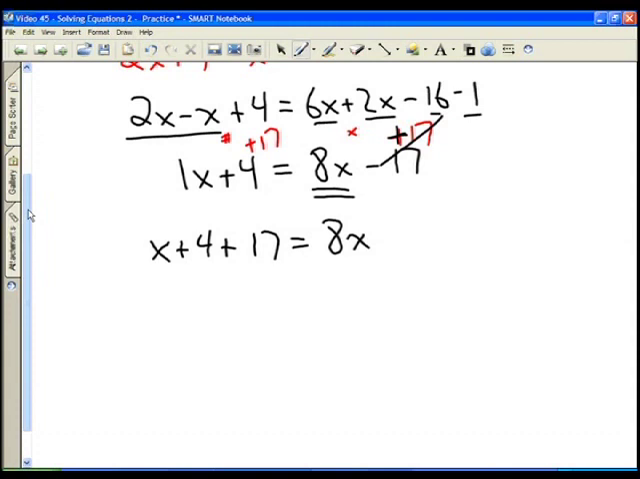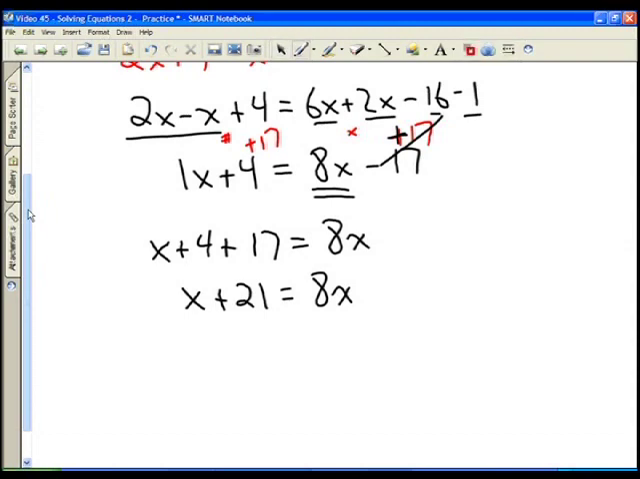And now, I don't want to do anything with the 4 and the 17. I want to make sure I combine those first. So my next step here is going to be x plus, and 4 plus 17 is 21. And that will equal 8x.